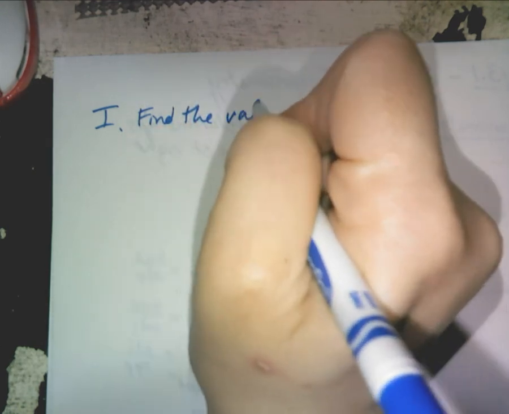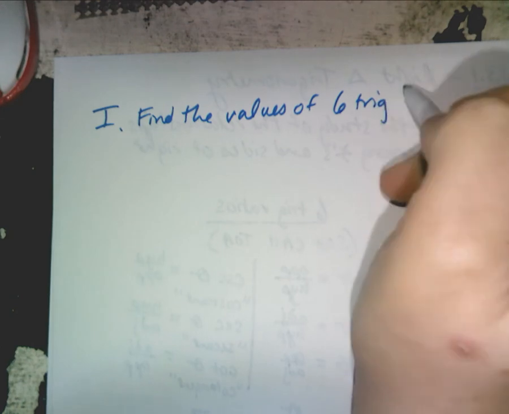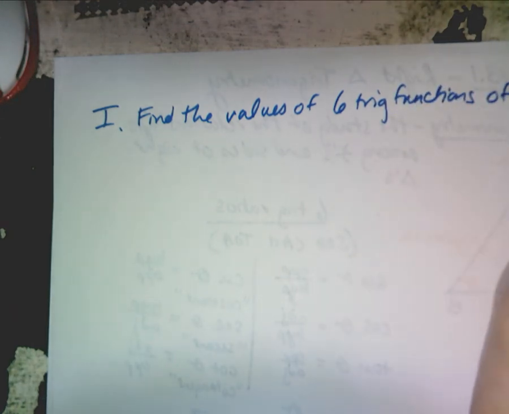All right? So the first problem on your homework tonight, questions 1, 2, and 3, and you're getting a worksheet, by the way, is going to say this: find the values of the 6 trig functions of theta.